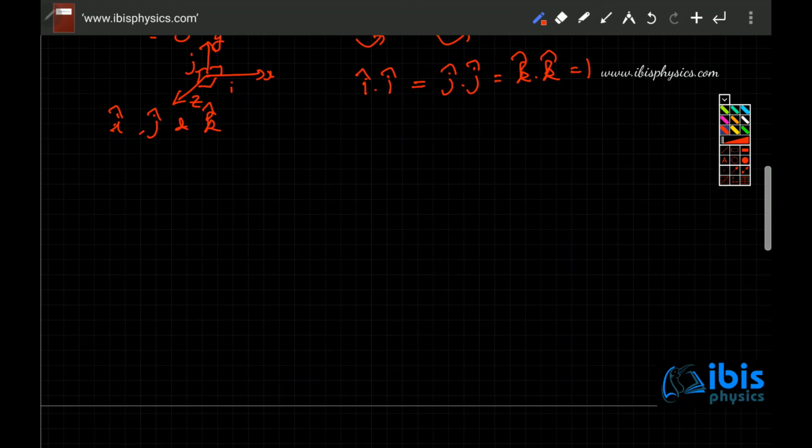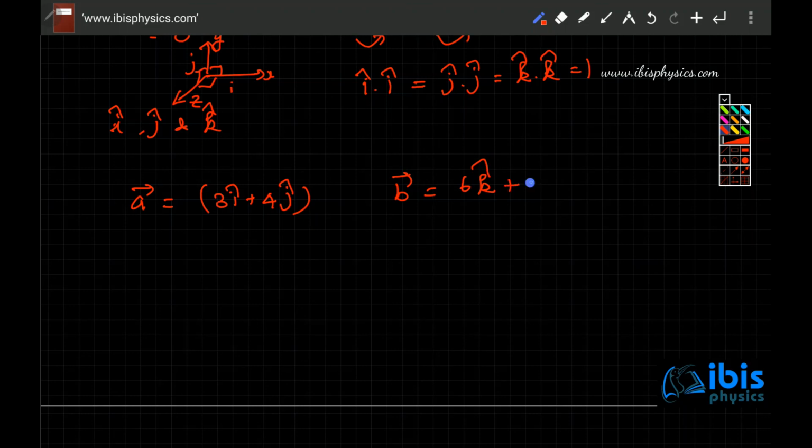Any vector can be done in any way; you can also represent a vector in the form of coordinates. So suppose A vector is 3i cap plus 4j cap and B vector is 6k cap plus 3j cap. Now what you need to do is, in order to get i dot i, you have to multiply the coefficient of i with the coefficient of i. How do you carry out this dot product, A dot B? If there is no k or something, whatever is not there, put a 0.